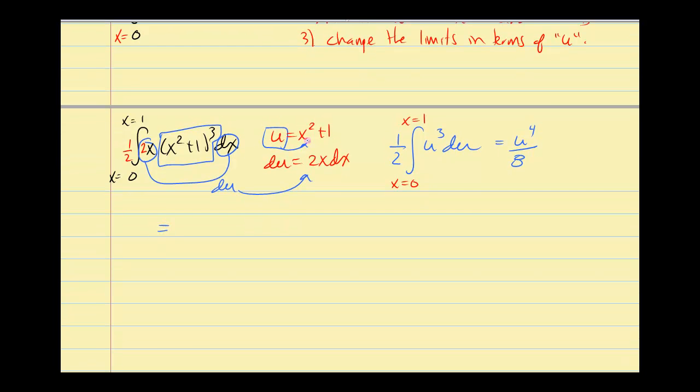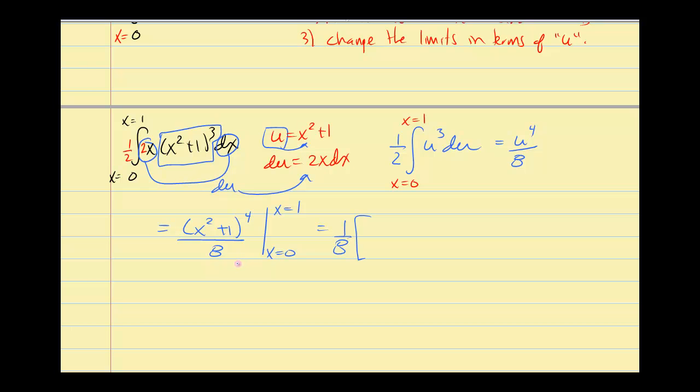So again, u is x squared plus 1. So this is going to be x squared plus 1 to the 4th all over 8. That's my solution so far. I have not evaluated this yet. Now I can evaluate this from x equals 0 to x equals 1 because now my problem is back in terms of x's. I think it's easier to pull out all the constants that you can because you're going to get smaller numbers to work with.